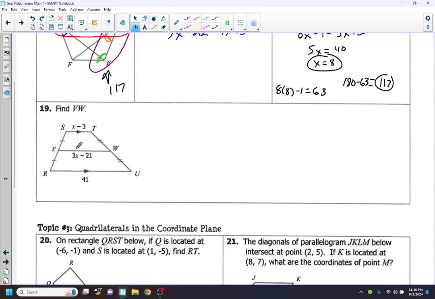VW is the mid-segment, in the middle. A mid-segment is the average of the top and the bottom base. So what do I mean by that? Since it's the average, I add them up, x minus 3 plus 41, and then divide by 2. So x minus 3 plus 41 divided by 2 ends up equaling 3x minus 21. From there, you do a little algebra. The first step should be times 2 on both sides to get rid of the 2 on the bottom, but after that, it's just algebra.